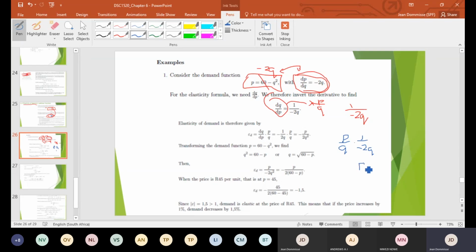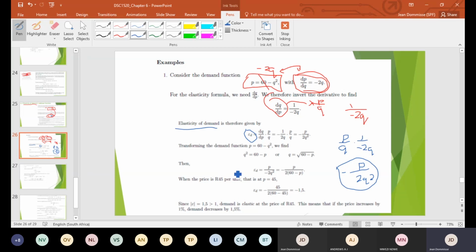So it will be p over 2q squared minus. Okay, so there you basically have your elasticity. That is how we worked it out. At this point, I think we're 3 minutes left. So that is basically the first one, so if we needed to work out the elasticity of demand, that is basically how we do it.